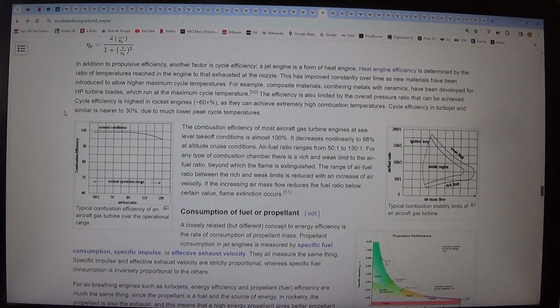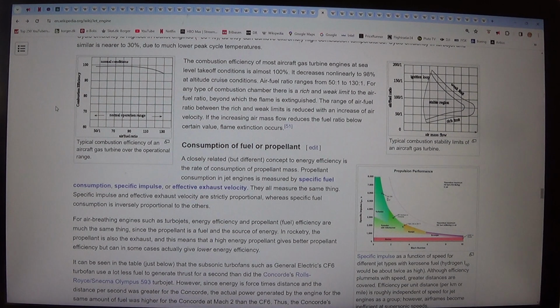Cycle efficiency is highest in rocket engines, about 60+%, as they can achieve extremely high combustion temperatures. Cycle efficiency in turbojets and similar engines is nearer to 30%, due to much lower peak cycle temperatures.